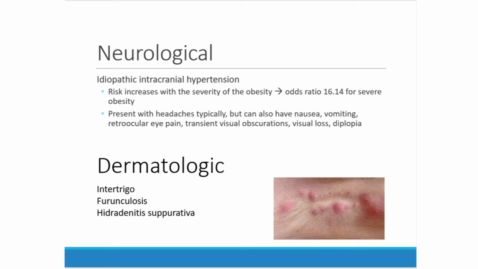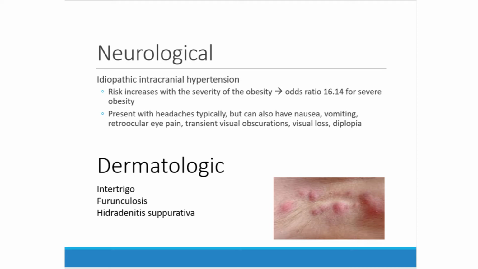Neurological too, you can get idiopathic intracranial hypertension. Sometimes, so the risk increases with severity of the obesity, and the odds ratio is about 16.14 for severe obesity. But they have headaches, they sometimes have nausea, vomiting. Again, it can sometimes be very nonspecific. They can have eye pain, visual loss, sometimes they can get double vision. So again, all very important things for you to ask the children.